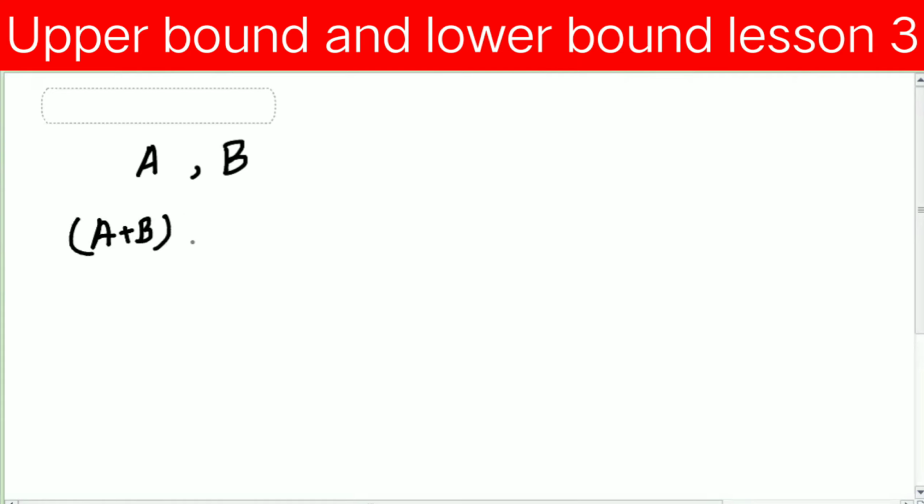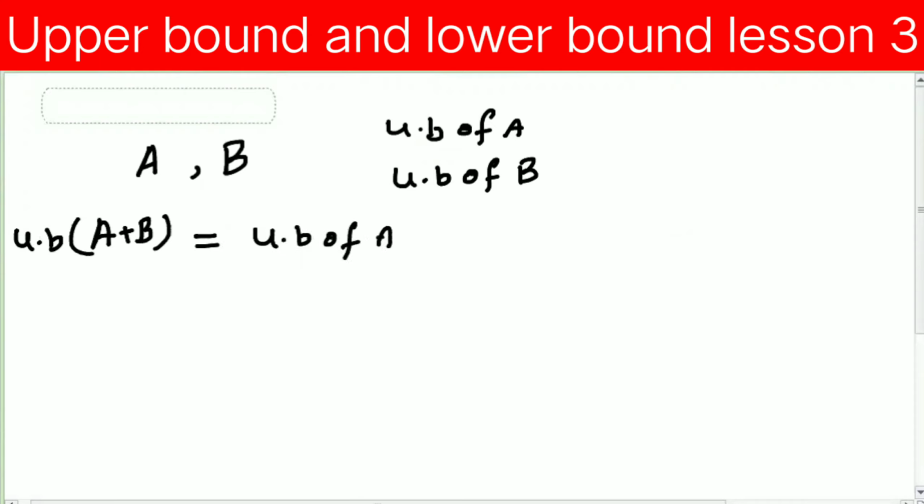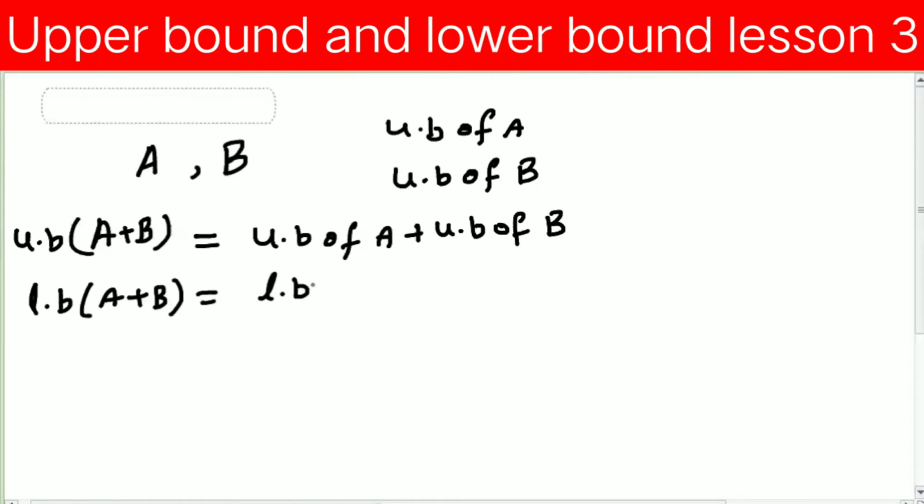So in this case, what I have to do is first I will take the upper bound of A and upper bound of B. Then to find the upper bound of A plus B, I will use upper bound of A plus upper bound of B. And if I have to find lower bound of A plus B, then I will use lower bound of A plus lower bound of B.